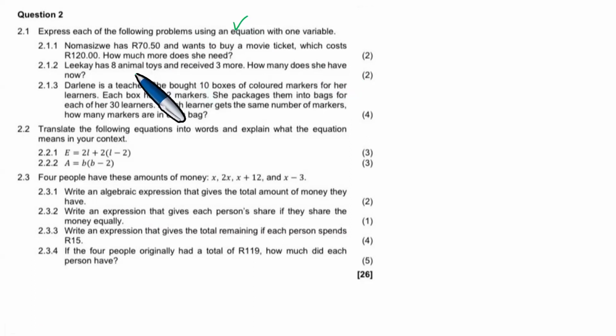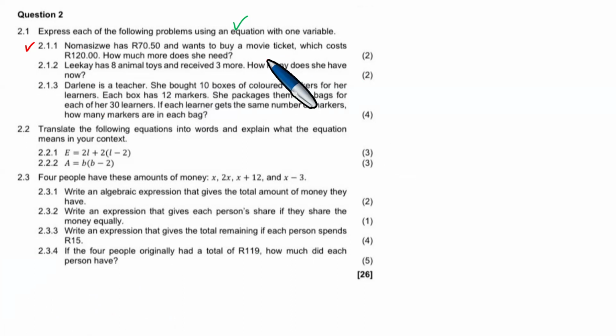Like this one is about Noma Sizwe. Noma Sizwe has 70 Rand and 50 cents and wants to buy a movie ticket, which costs 120 Rand. How much more does she need? Okay, let's do it. Noma Sizwe has 70 Rand and 50 cents and wants to buy a movie ticket, which costs 120 Rand. How much more does she need?